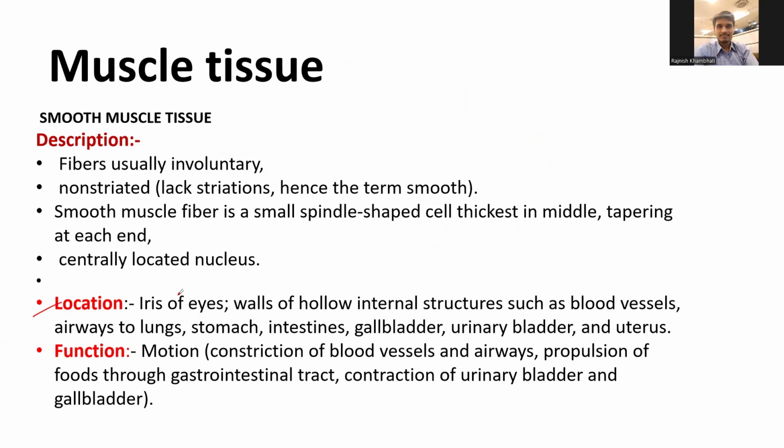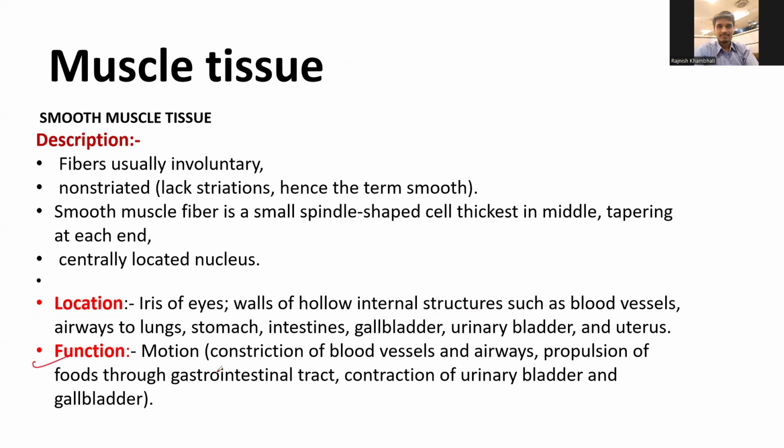Location. These smooth muscles are found in the iris of the eye and in the walls of hollow internal structures such as blood vessels, airways to the lungs, stomach, intestine, gallbladder, urinary bladder, and the uterus. These are the places where you can find smooth muscles.